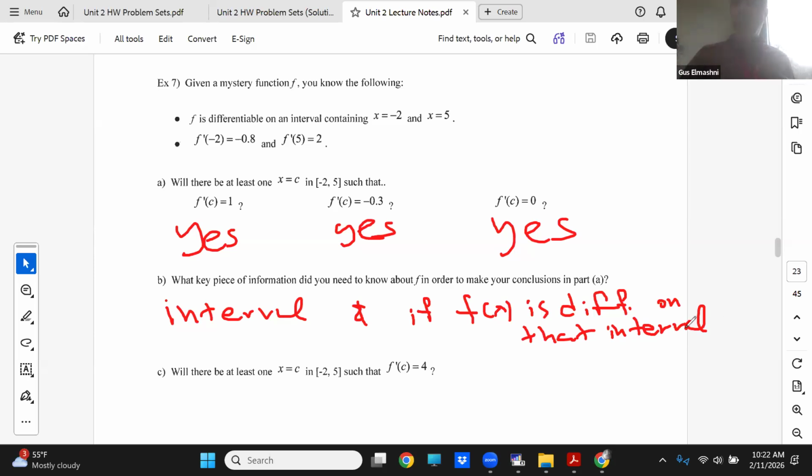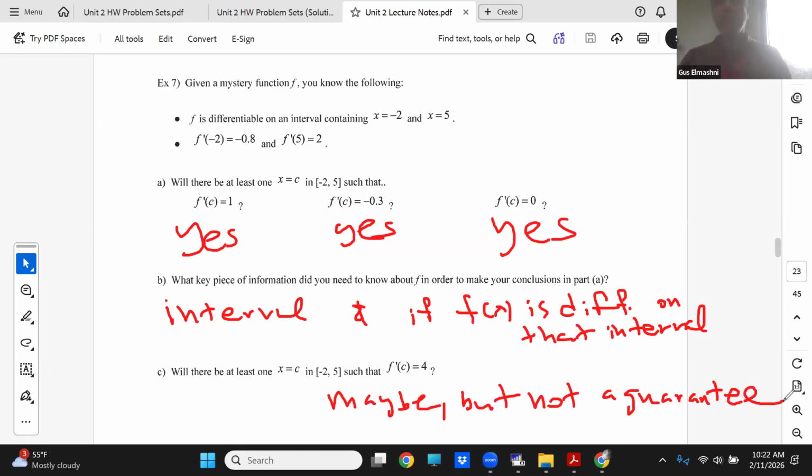Now, what about part C? Maybe, but not a guarantee. It could happen. I mean, there's a lot of weird things that could potentially happen. Because what if we're looking at a really wide range and there's all these hills and valleys and all these curving things happen? Maybe, maybe. But not a guarantee. But all those choices in A are a guarantee.